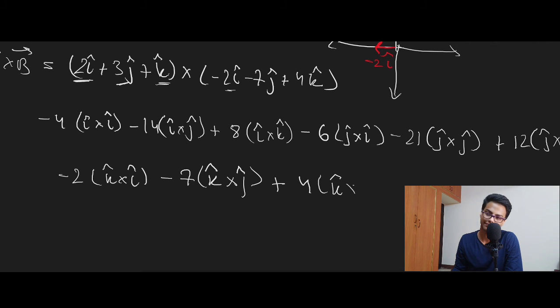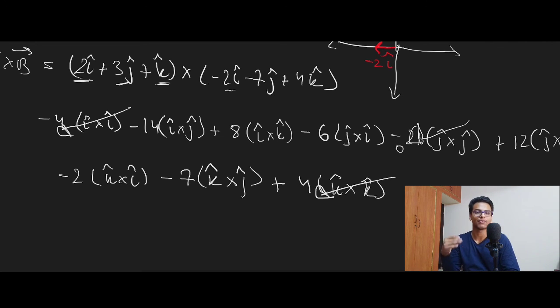So k cap. Now wherever you see i cap cross i cap, j cap cross j cap, or k cap cross k cap, you can cut them out. Why? Because let's take an example of i cap cross i cap. That is basically mod i cap into mod i cap into sine 0, because i cap and i cap are in the same direction. Sine 0 is 0, so that eliminates your ii, jj, kk pairs.